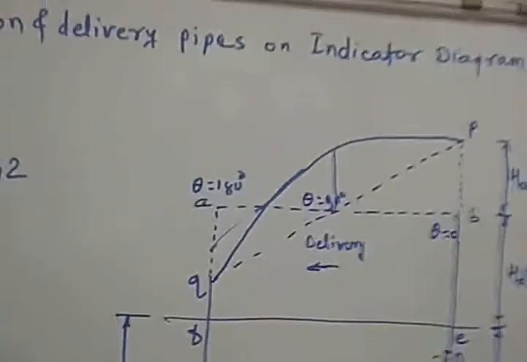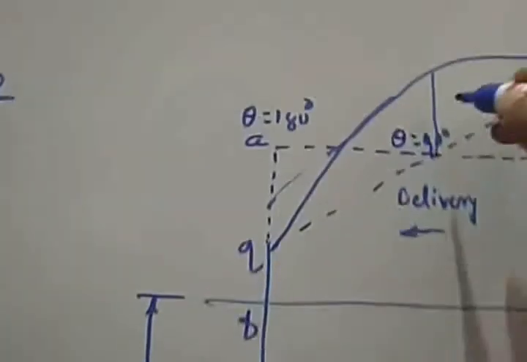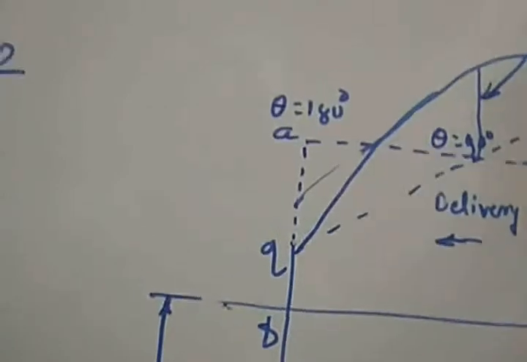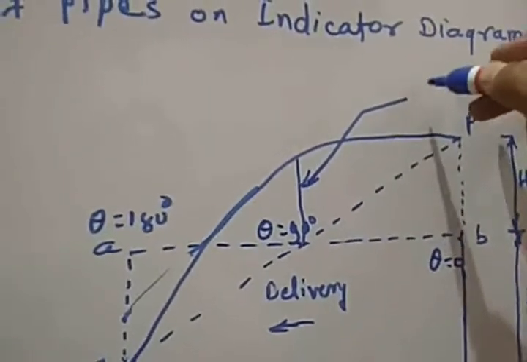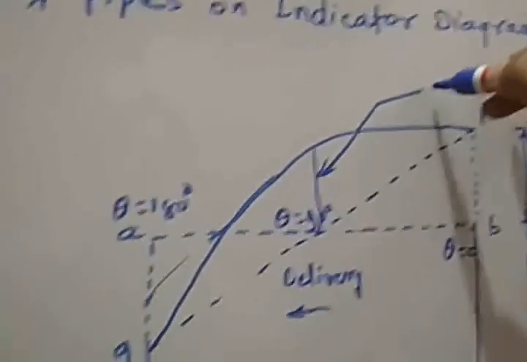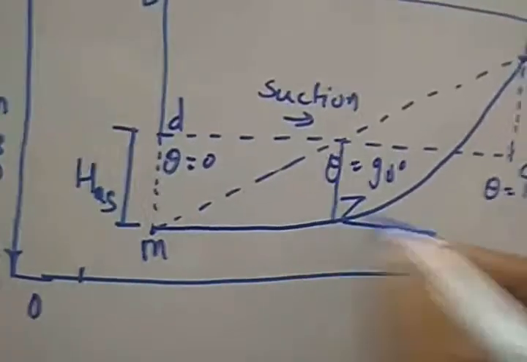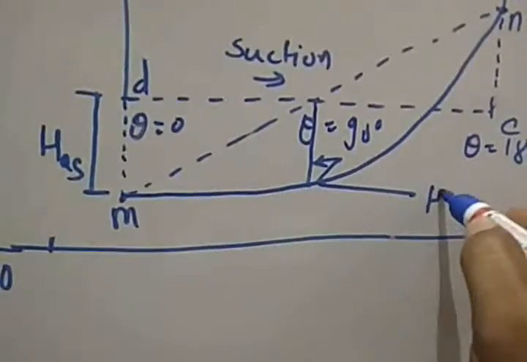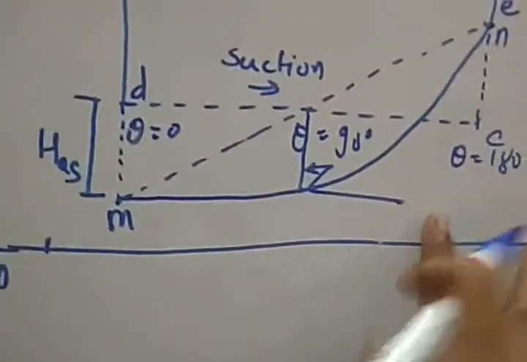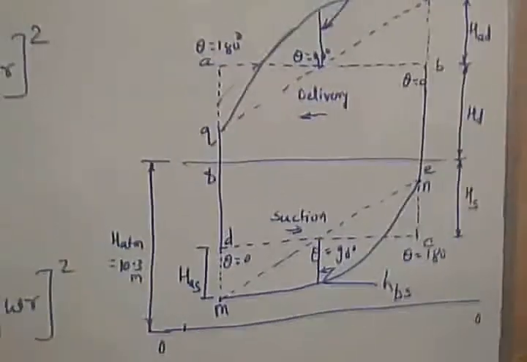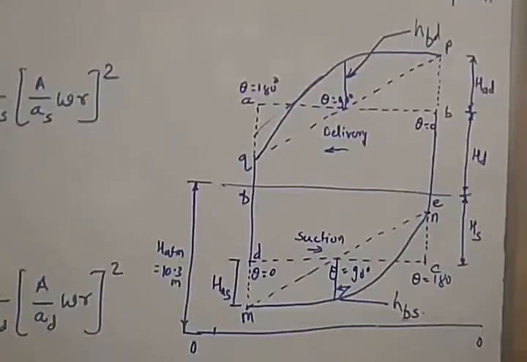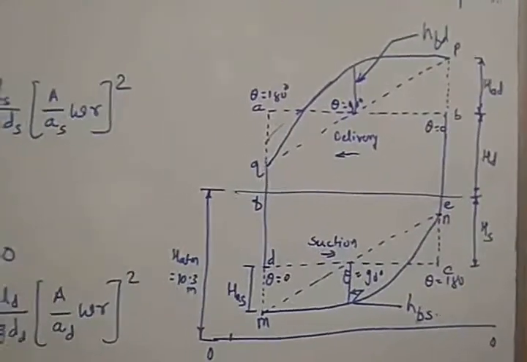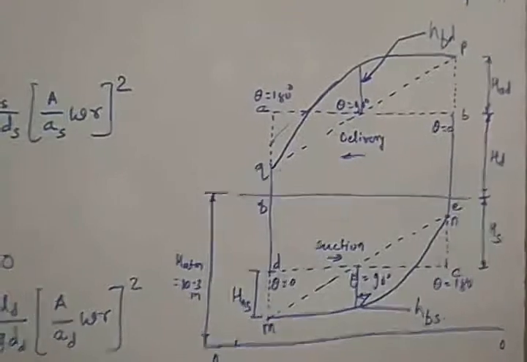So this is the indicator diagram with the suction head, delivery head, acceleration heads and the frictional head. This is the HFD and this is the HFS. So this shows the indicator diagram with the acceleration head as well as the frictional head.